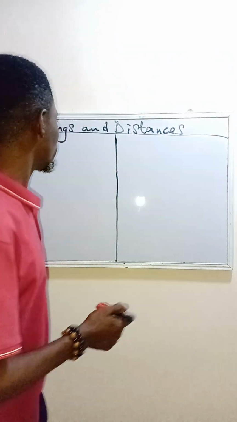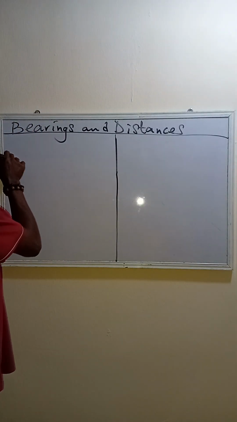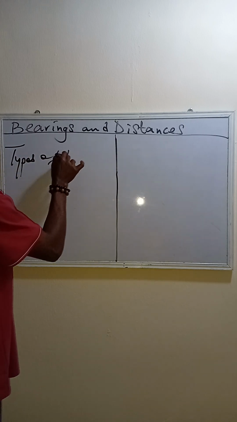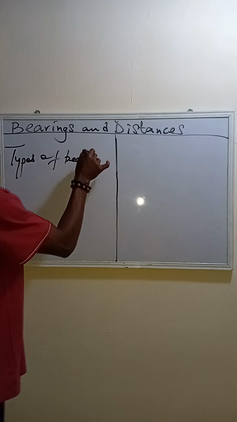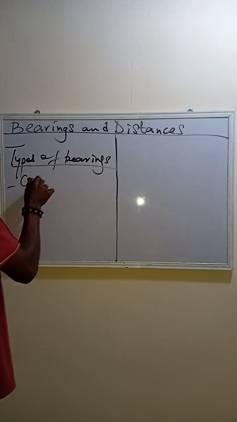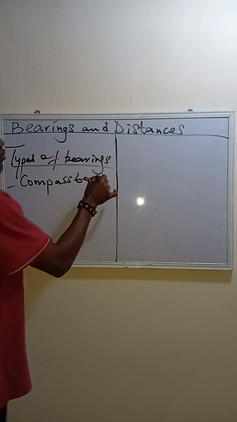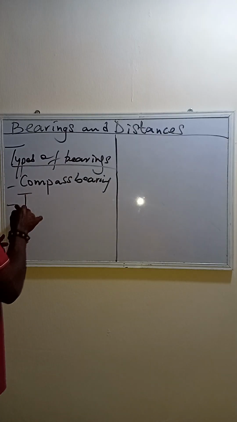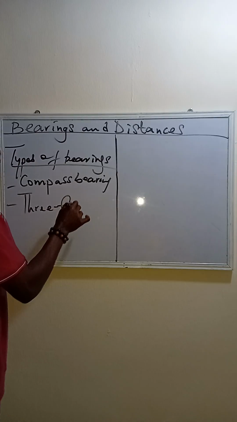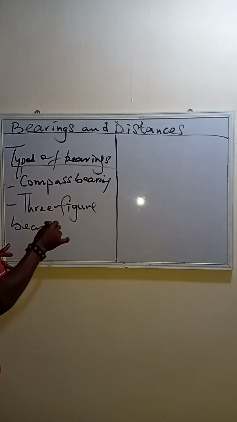Now we have two types of bearing. We have compass bearing, then we have what we call three-figure bearing. So these are the two types of bearing.